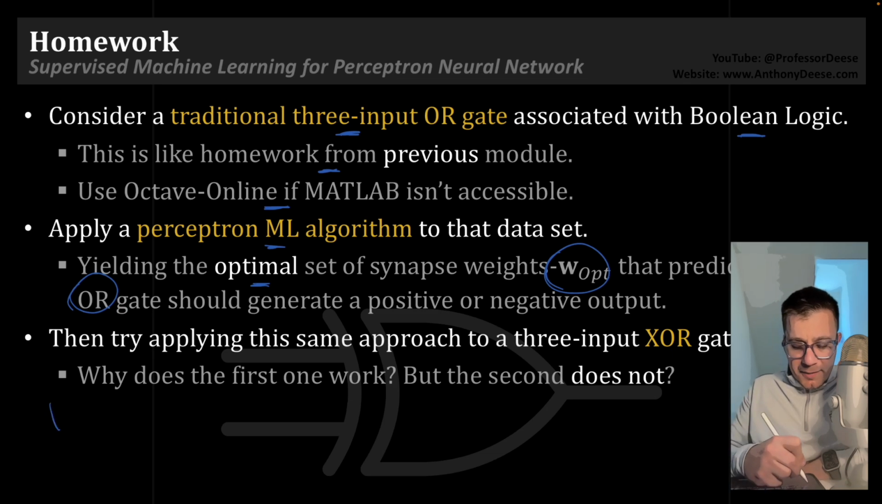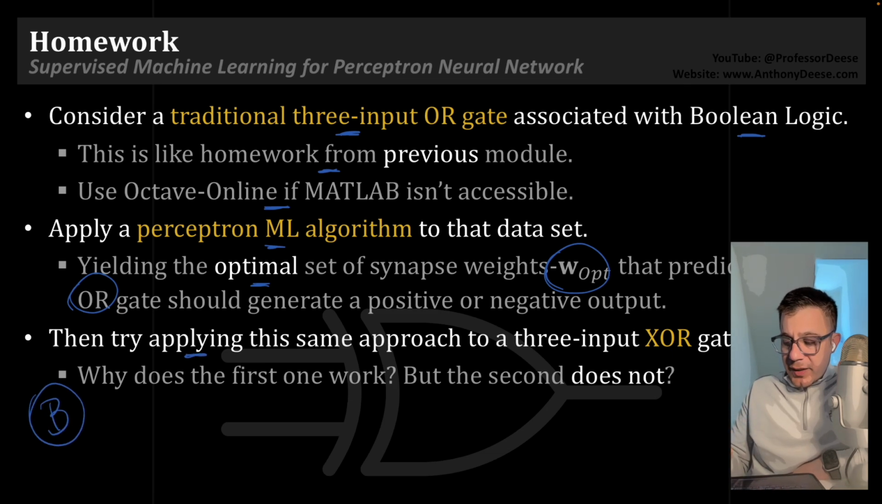This also has a part B. I want you to try to apply the same approach to a 3-input exclusive OR gate, XOR gate, and tell me, why does the first one work and the second one does not? We've actually already presented the answer to that question in one of the previous modules.